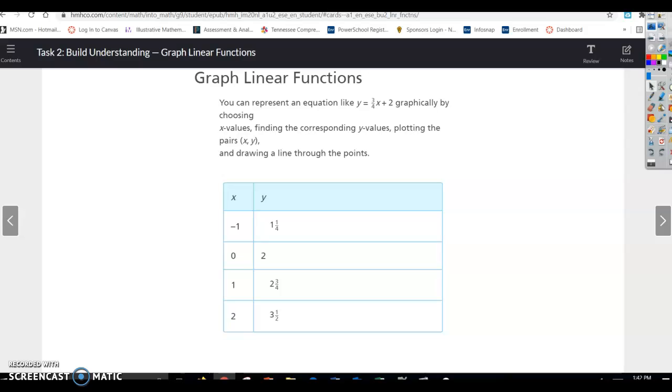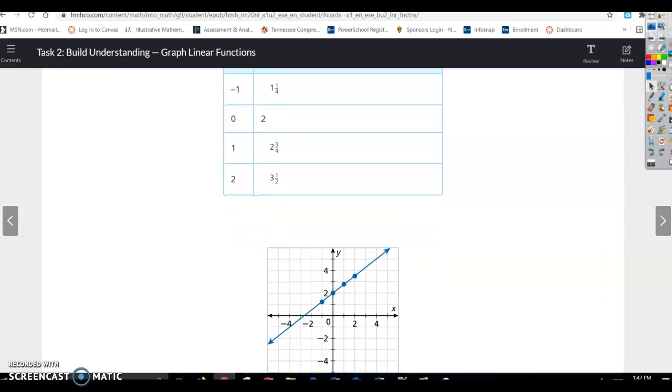Alright, so they've picked some points. They chose negative, 0, and positive points. That's a good variety of points. And then they plugged each one of those into the function to find the y value.